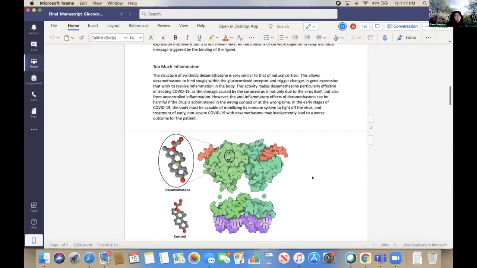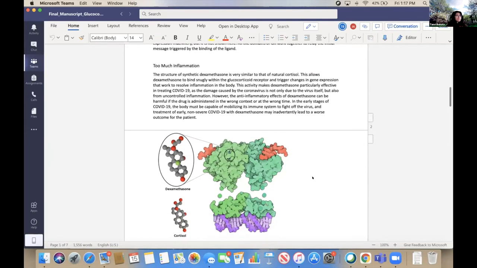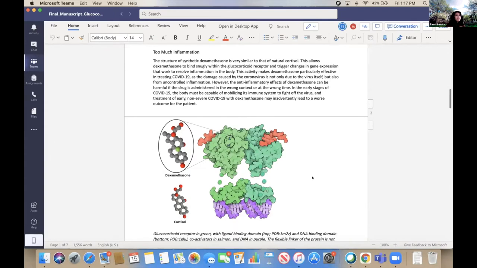Too much inflammation. The structure of synthetic dexamethasone is very similar to that of natural cortisol. This allows dexamethasone to bind snugly within the glucocorticoid receptor and trigger changes in gene expression that work to resolve inflammation in the body. This activity makes dexamethasone particularly effective in treating COVID-19, as the damage caused by the coronavirus is not only due to the virus itself, but also from uncontrolled inflammation.